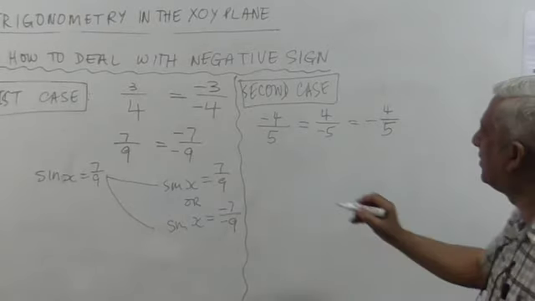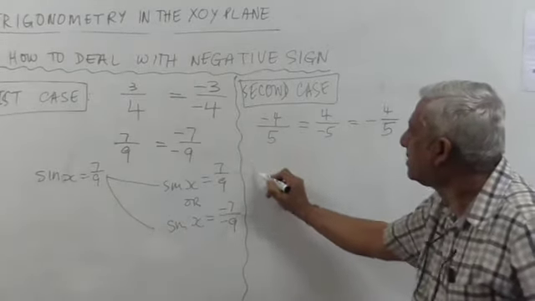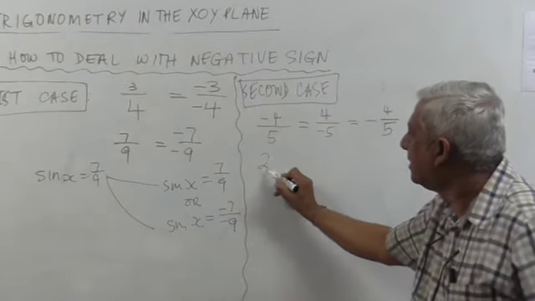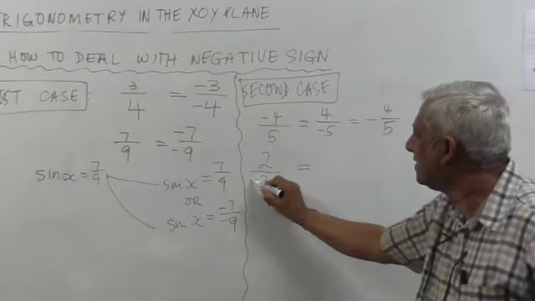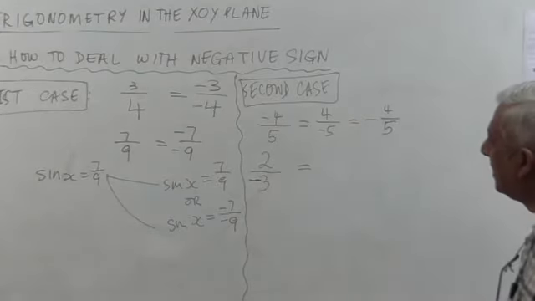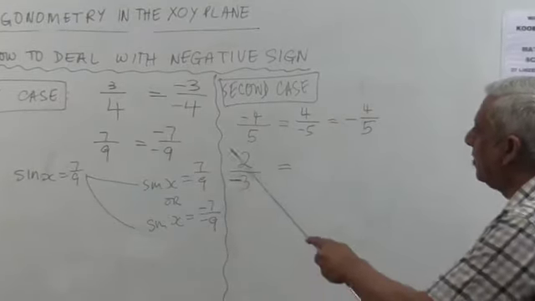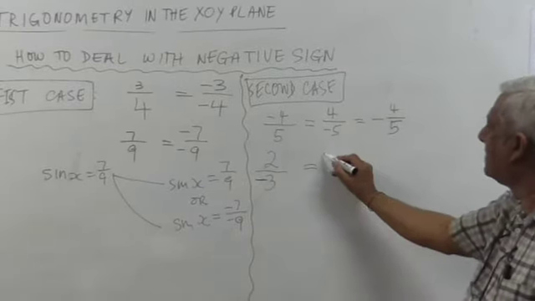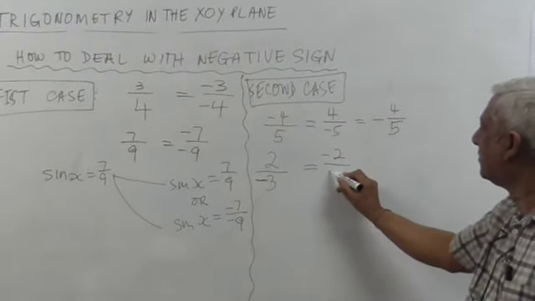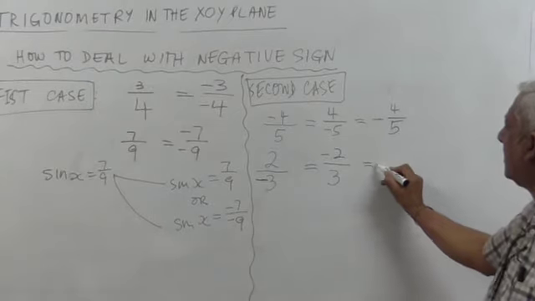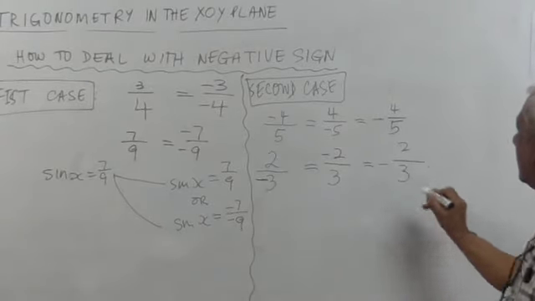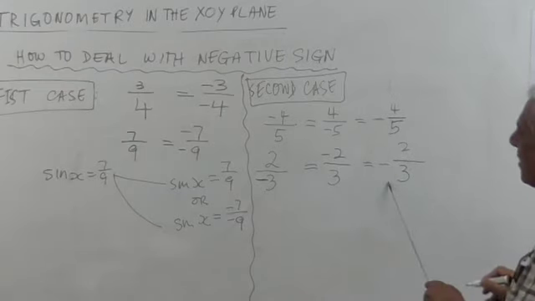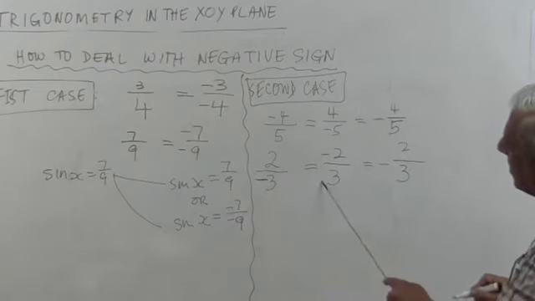Let's do another example. 2 over negative 3. If you gave me this, 2 over negative 3, then that negative can also be on top. So 2 over negative 3 is equal to negative 2 over 3, which is also equal to that negative can be right in the middle. But this is no good for trig. It doesn't help us. So it can be that or that.